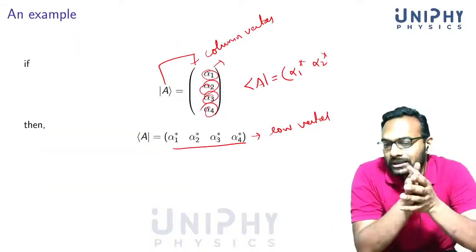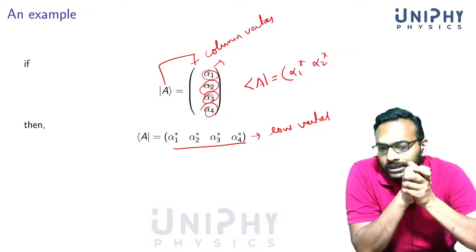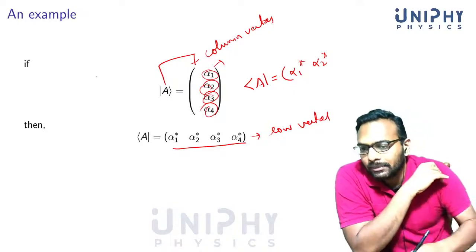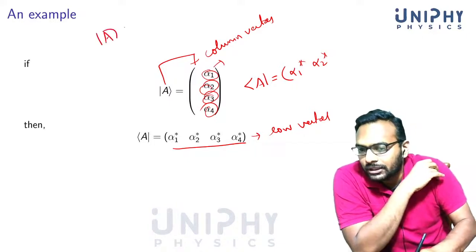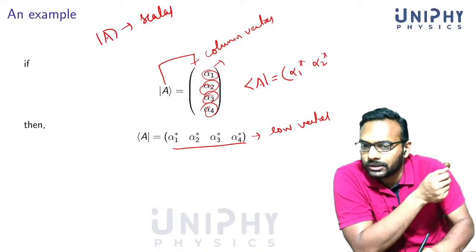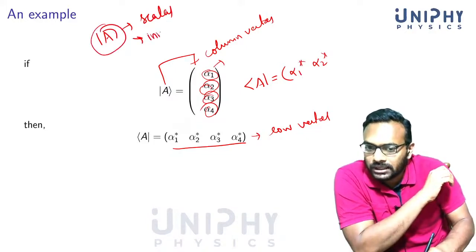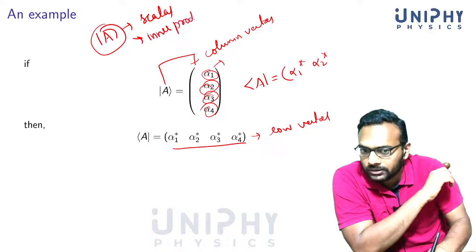Now we'll use this dual space in order to define an inner product, or a scalar product. A scalar product means that you take a vector and map it to a real number, a complex number, or a scalar. For that we use the concept of inner product or scalar product.